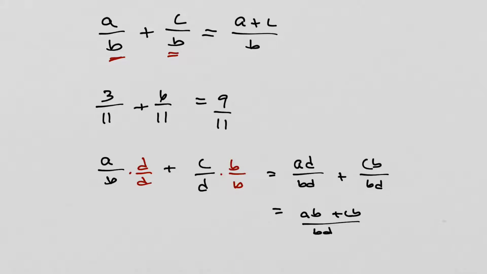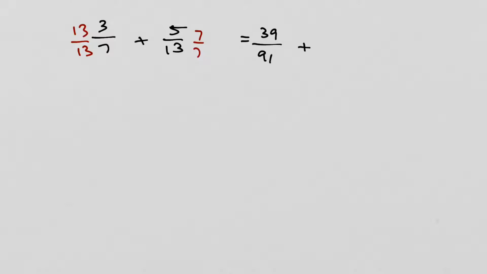For a little example of this, if I had 3 over 7 plus 5 over 13, I can multiply this one by 13 over 13, this one by 7 over 7, and then that will give me 39 over 91 plus 35 over 91, which is 74 over 91.